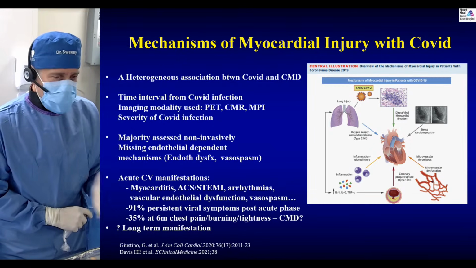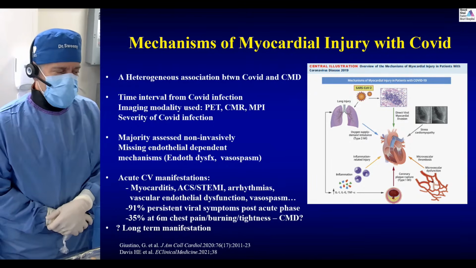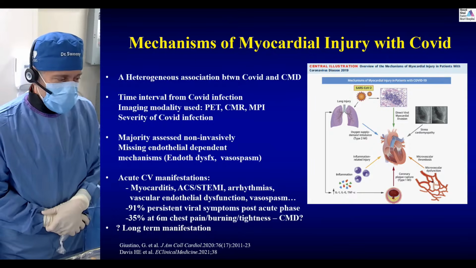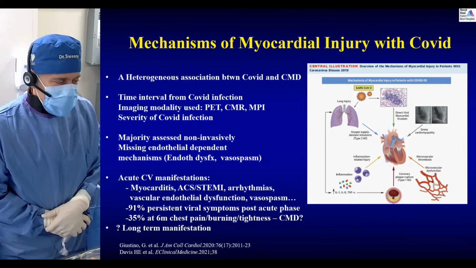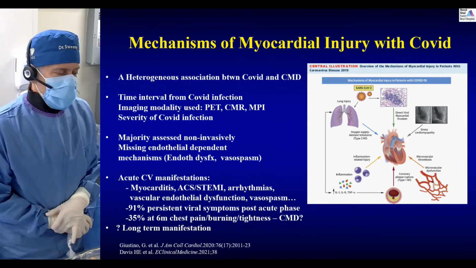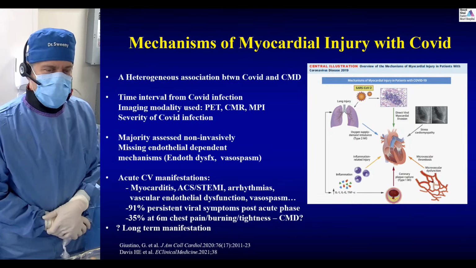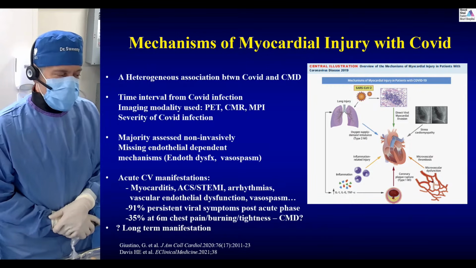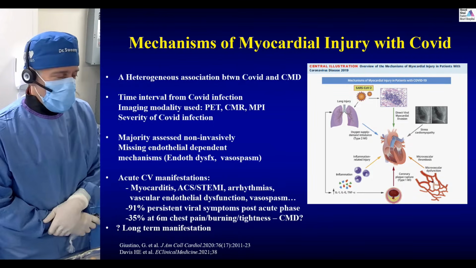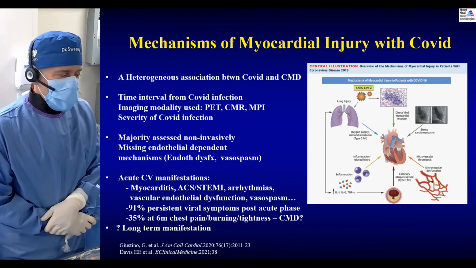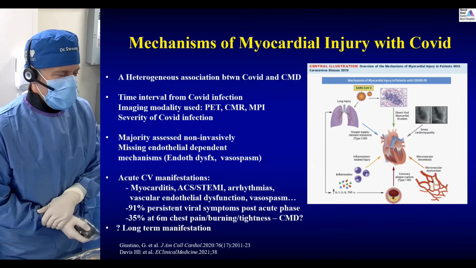What we do know that came out of COVID is that acute COVID cardiovascular manifestations really present with myocarditis, acute coronary syndrome, STEMI, arrhythmias, vascular endothelial dysfunction, and vasospasm. 91% of those patients with persistent viral symptoms in the acute phase had an acute cardiovascular manifestation, and 35% at 6 months had persistent chest pain. The thought was, does this represent coronary microvascular dysfunction? The question is, what are the longer term manifestations? Does chest pain extend out even to this duration, such as this patient?